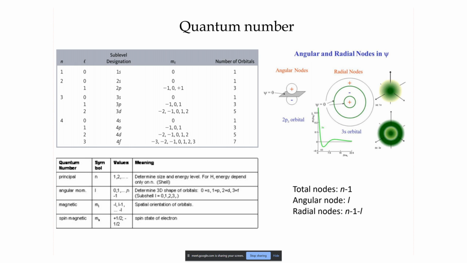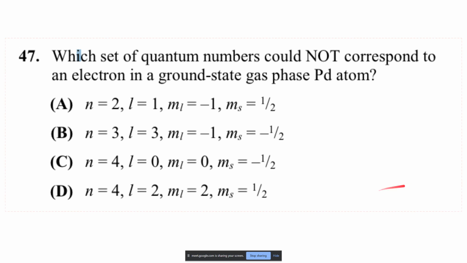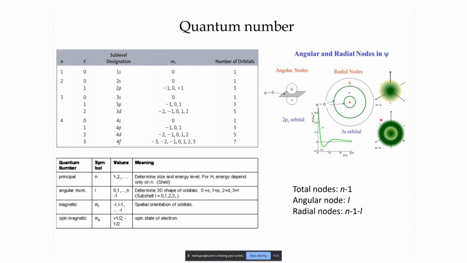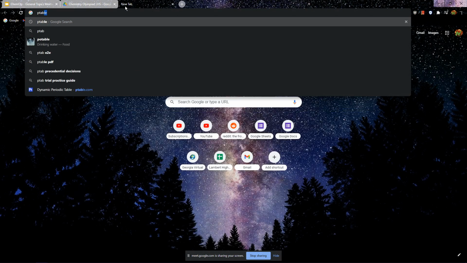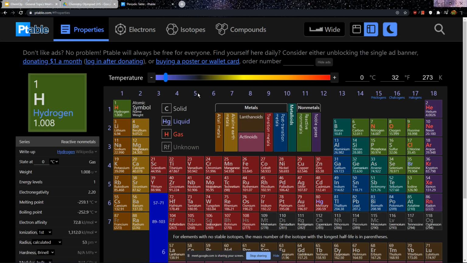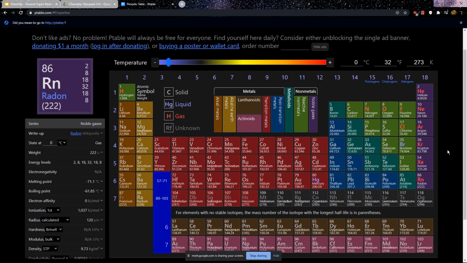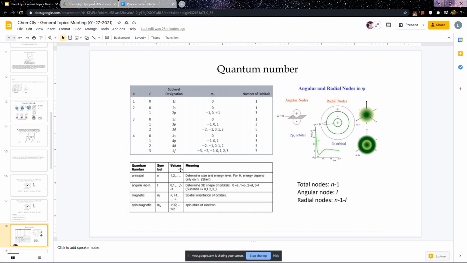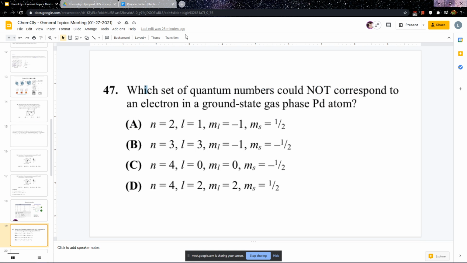And then in the next question, so I guess we can just go to the question. Which set of quantum numbers cannot correspond to an electron in the ground state Pd atom? It'd probably be a good idea to look at the periodic table to get an idea of where Pd is. Do you want me to pull up the periodic table? Yeah, I guess you can pull up the periodic table. What was the question again? All right, Pd atom.